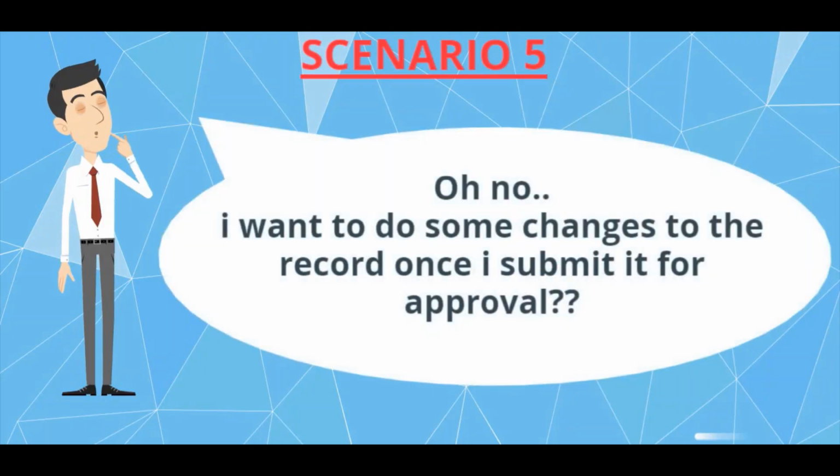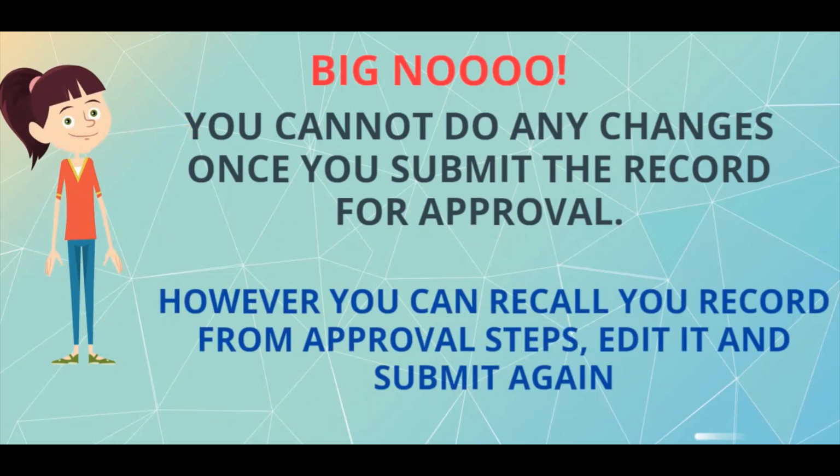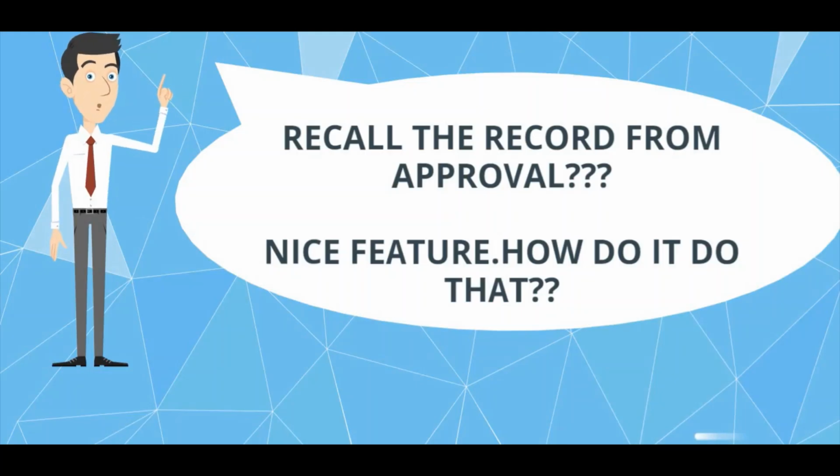Okay, Scenario 5. Oh no, I want to do some changes to the record once I submit it for approval. Big no, you cannot do any changes once you submit the record for approval. Why? Because you can do any kind of changes. Let's say you have applied for 2 leaves, and once it went for approval or has been approved, you change it to 5 days. That should not work. That is the reason it will be locked. However, you can recall your record from approval steps, edit it, and submit it again. Recalling the record from approval is a nice feature.